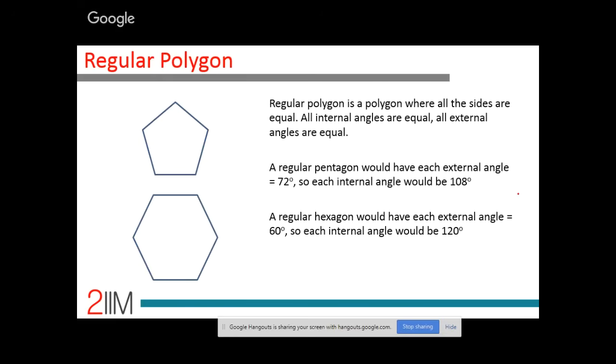A regular polygon is a polygon where all sides are equal and all angles are equal. All internal angles are equal, all external angles are equal. A regular pentagon would have each external angle 72 degrees. Each internal angle is 108 degrees. So for any regular shape, you can find each internal angle, each external angle, all of that.